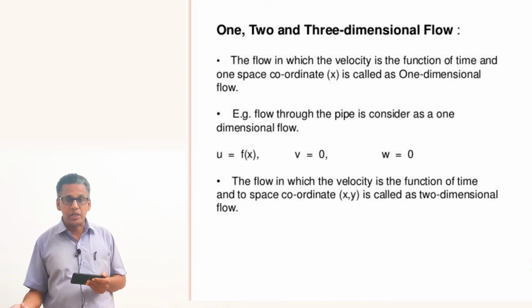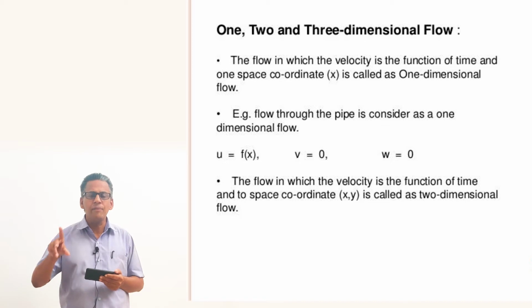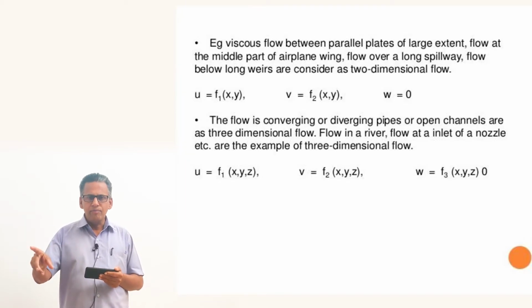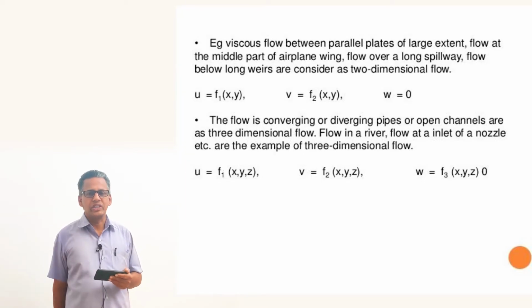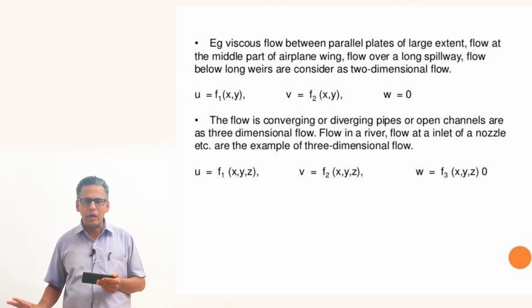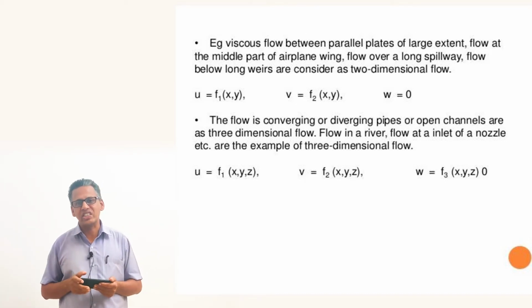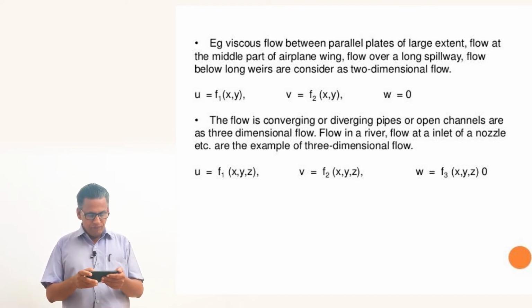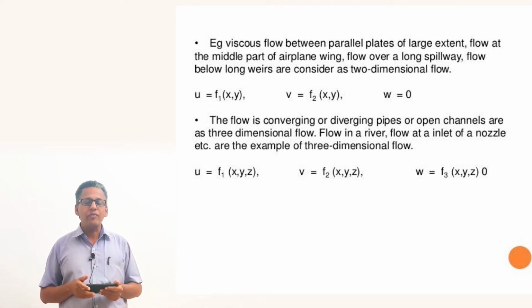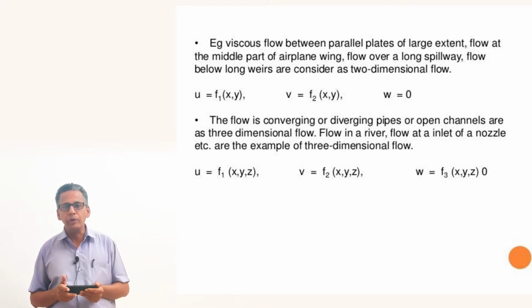Then similarly two dimensional. In general, two dimensional flow means velocity is a function of time and two space coordinates x and y. So if velocity is not a function of time, it is steady flow. So steady two-dimensional flow means velocity is a function of two space coordinates x and y. So how will that be? u is equal to f1 of xy, v is equal to f2 of xy and w is equal to 0. This is a two-dimensional flow.